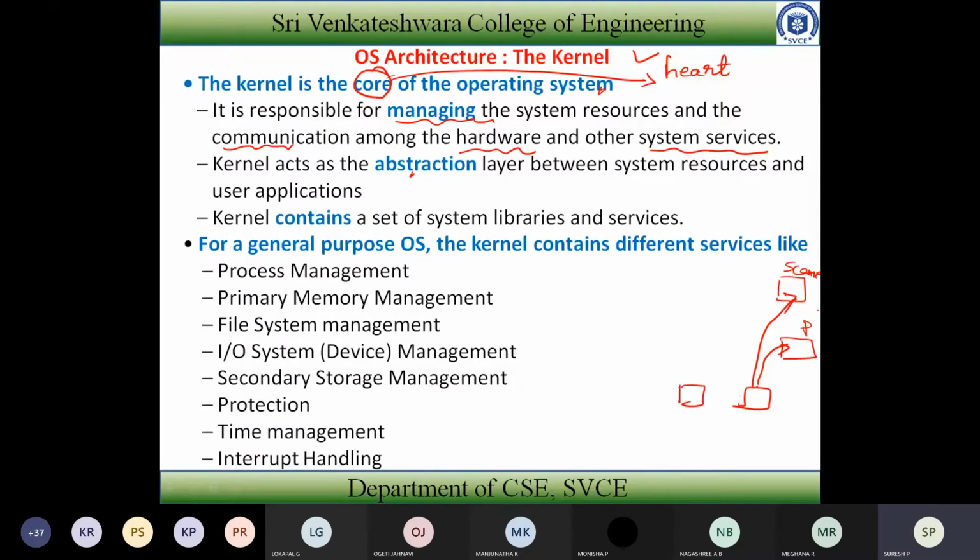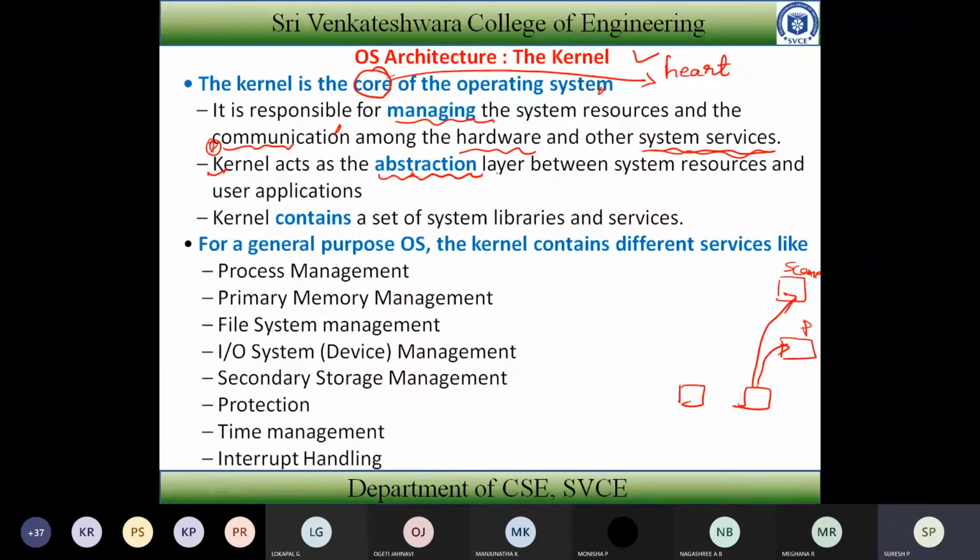Your kernel is basically responsible for managing the system resources, and the second operation it performs is that it also provides the communication. It provides communication among the hardware and the other system services. So that's why your kernel is called what? Your kernel is called the abstraction layer.